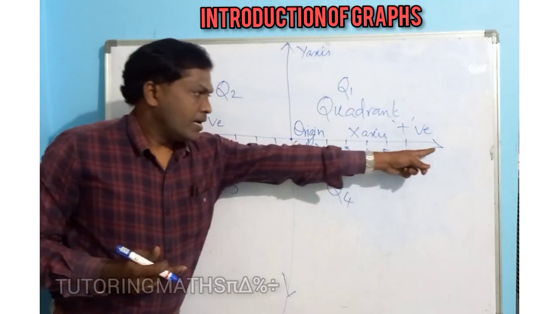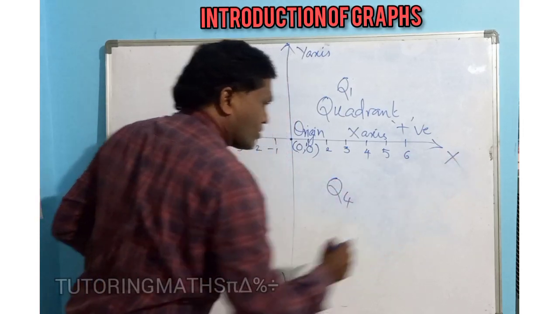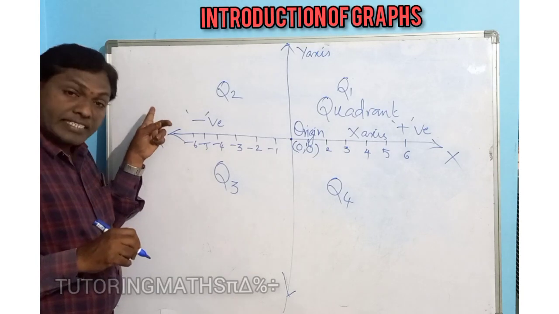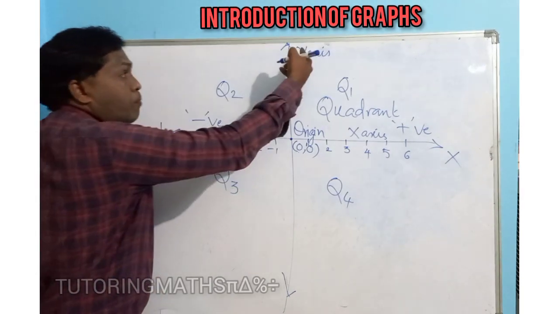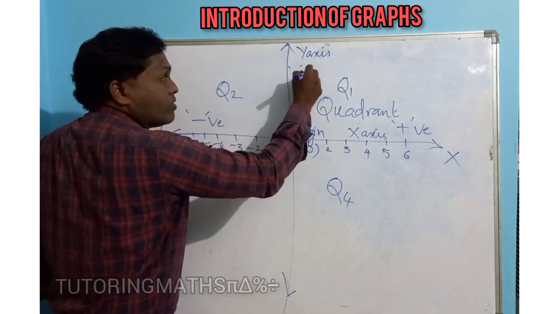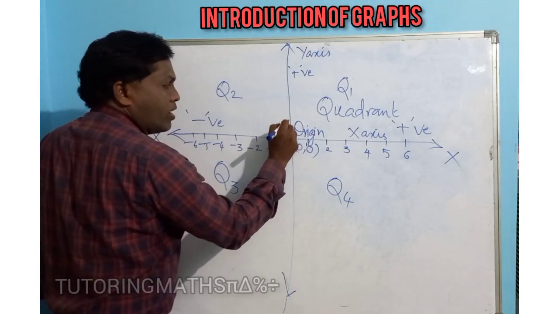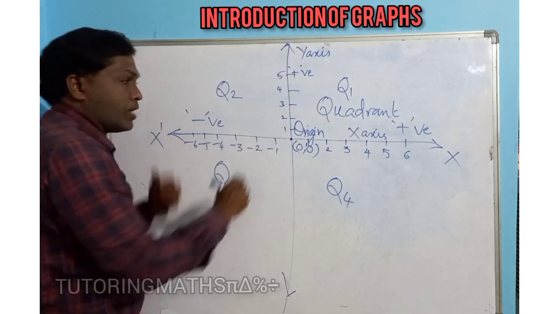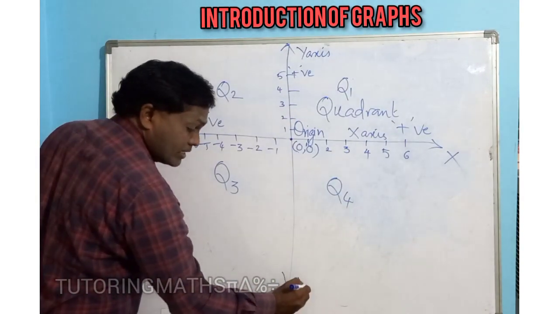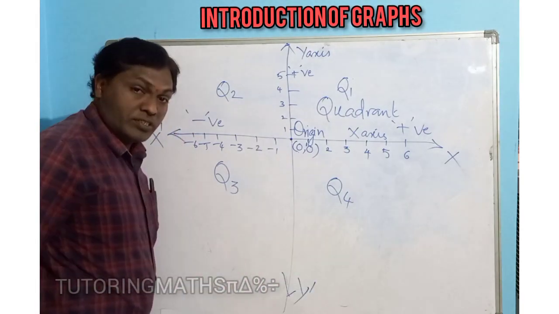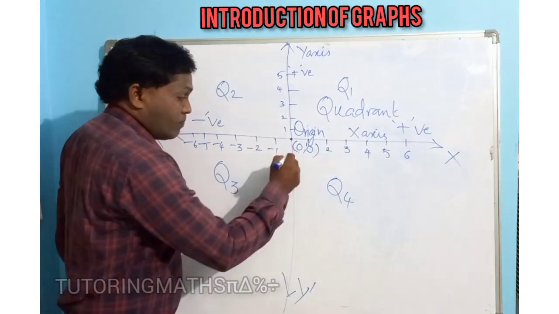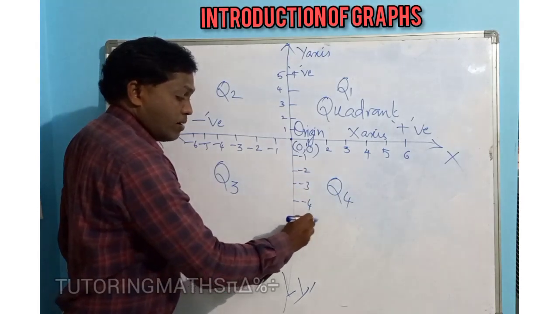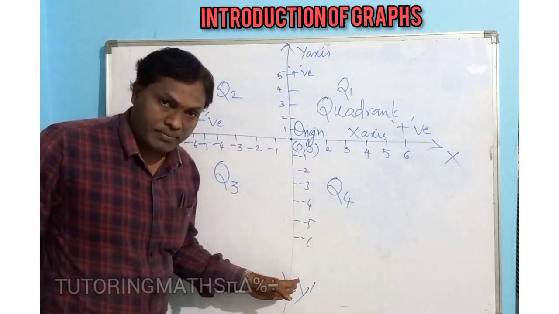So this is the positive x-axis, and the negative x-axis can be denoted by x dash. We take positive values 1, 2, 3, 4, and 5, and this is called the negative y-axis. It is denoted by y dash. -1, -2, -3, -4, -5, -6, and so on.